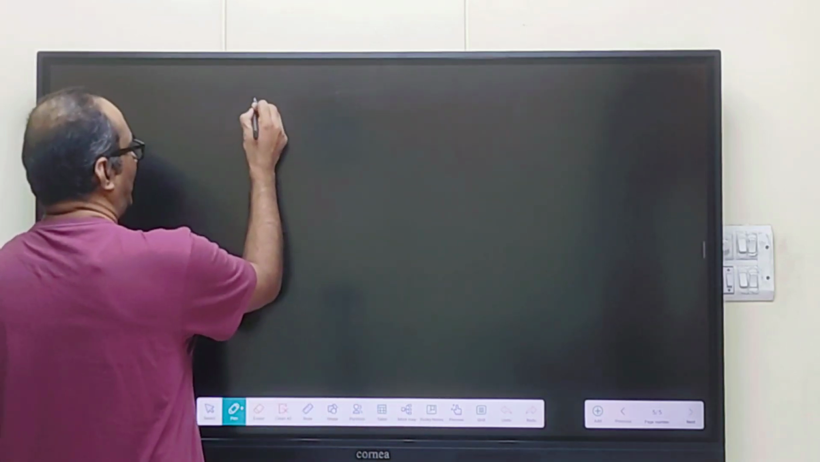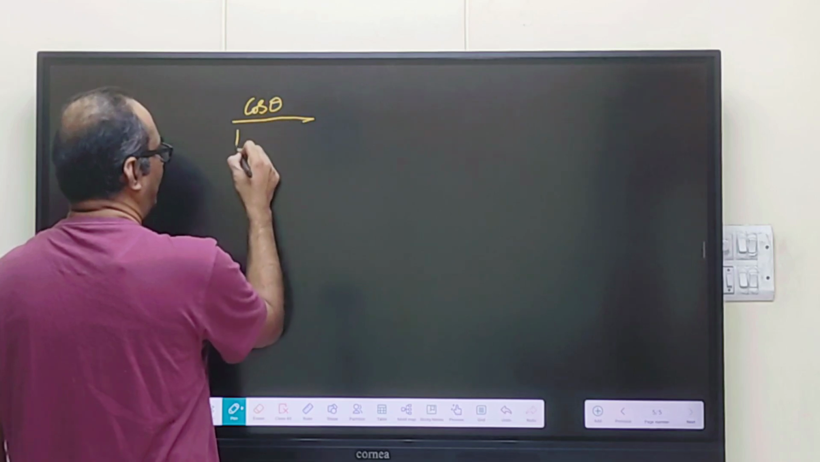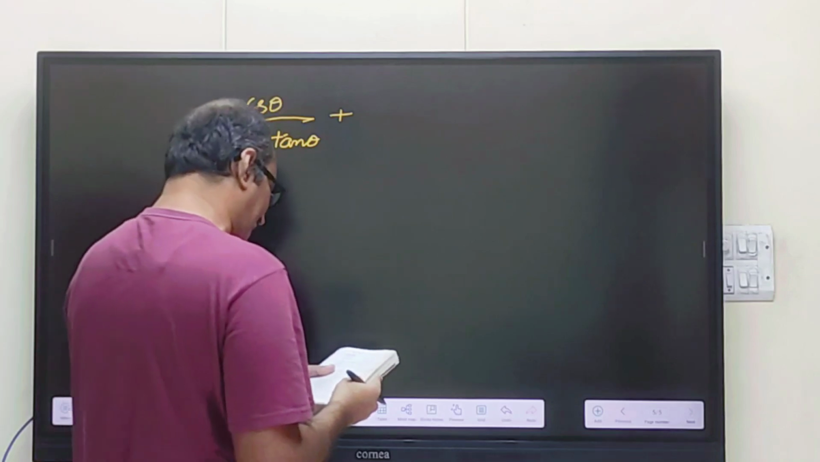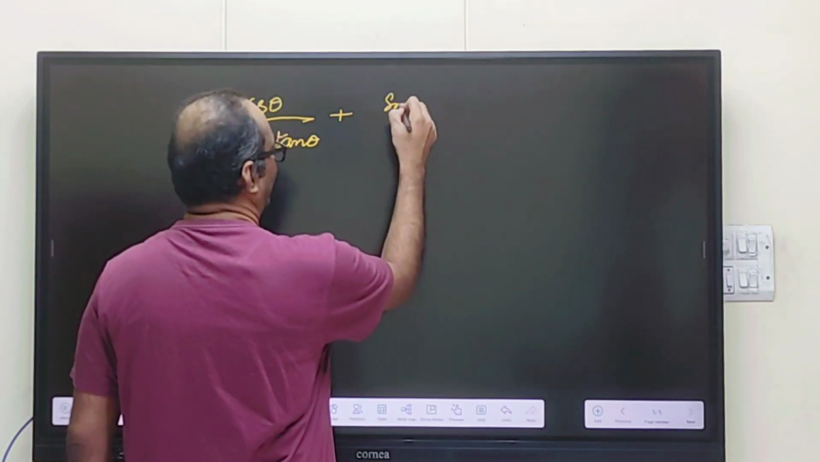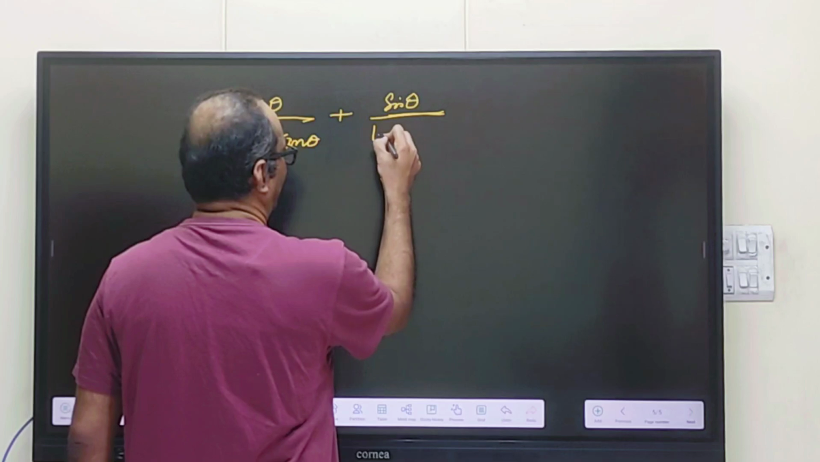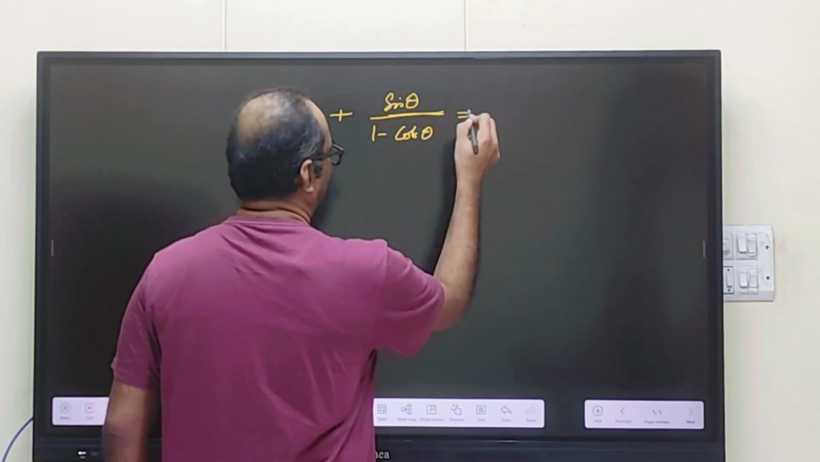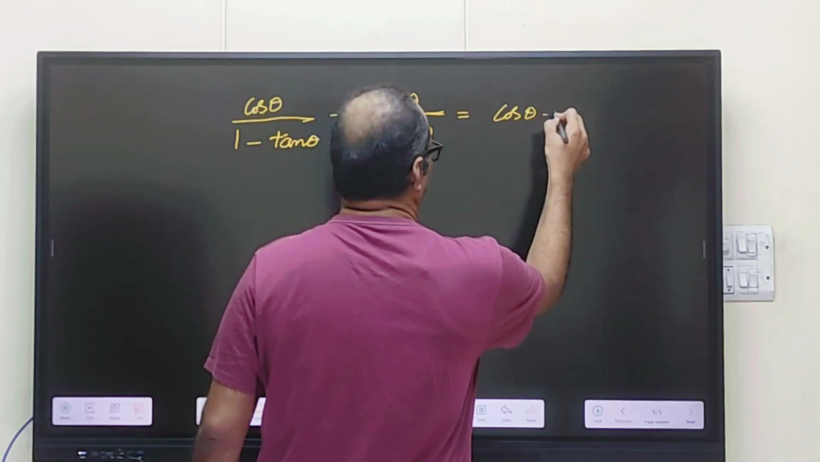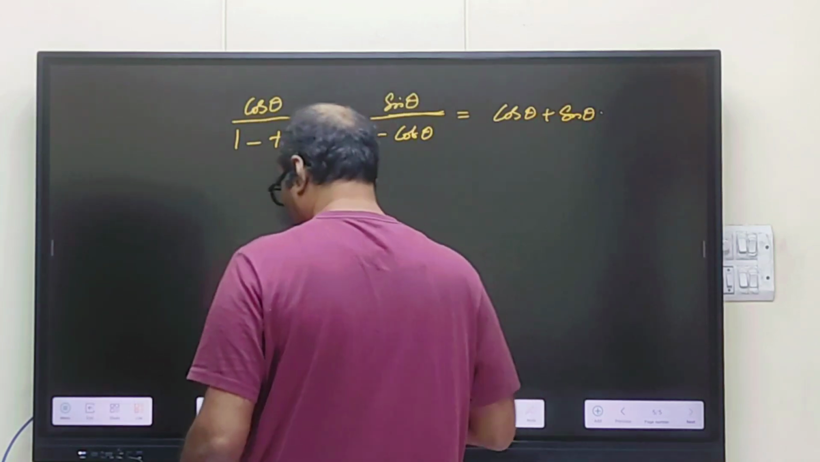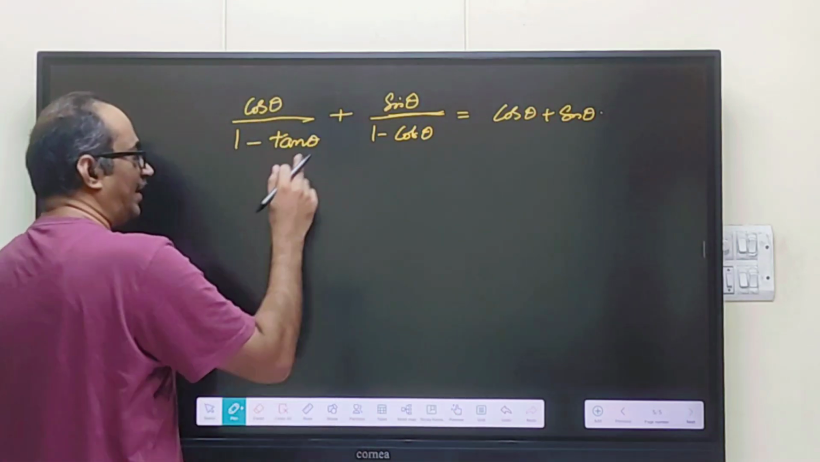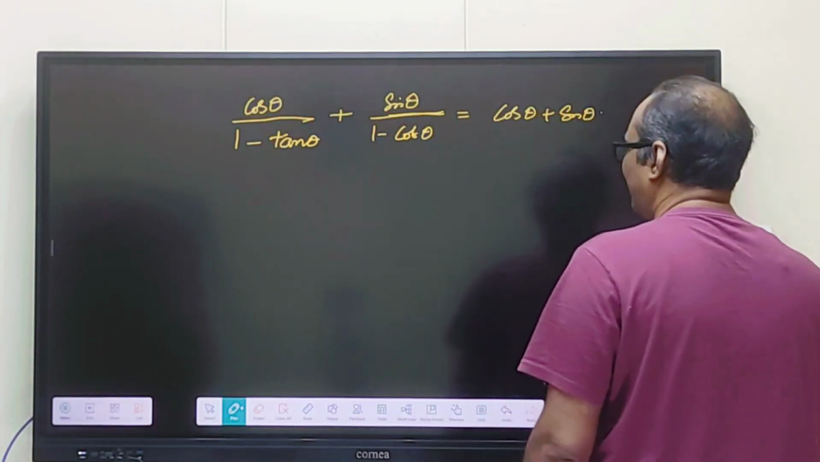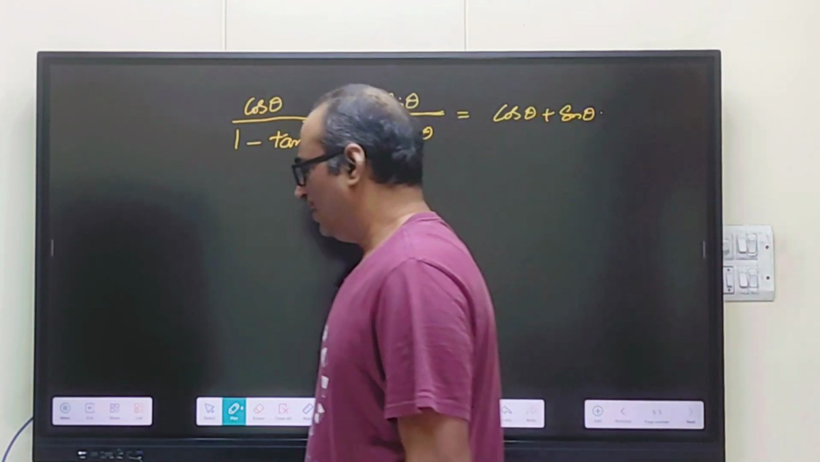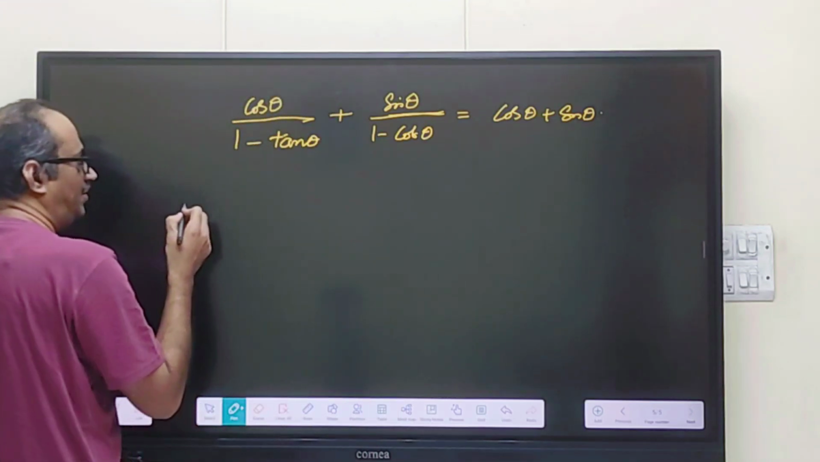Now look at this problem. We have cos theta divided by 1 minus tan theta plus sin theta divided by 1 minus cot theta, and we need to prove that this is equal to cos theta plus sin theta. Now, the given problem on the left hand side is in terms of cos, sin, tan and cot, but the right hand side is in terms of cos and sin only. So what we will do, convert the left hand side also into sin and cos.